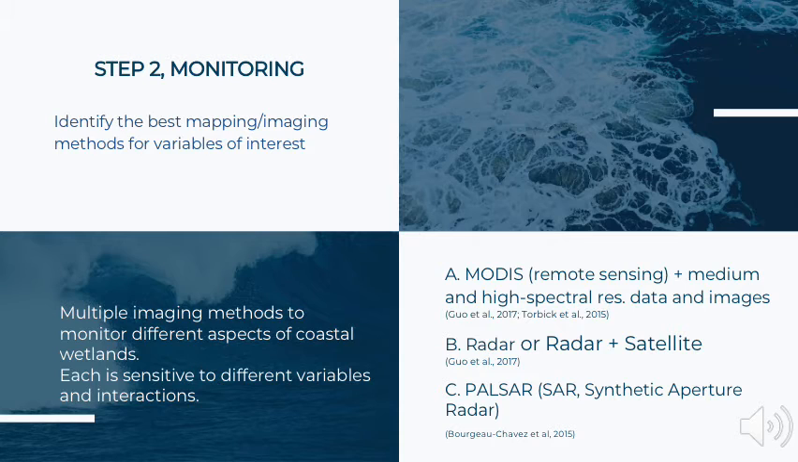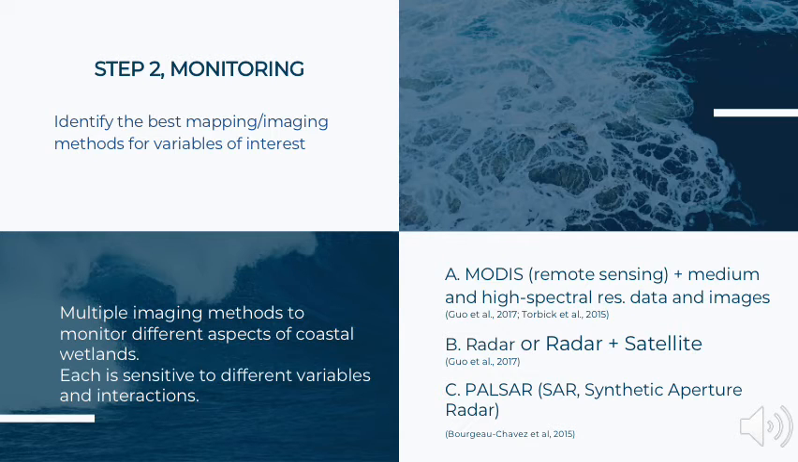Step 2 in our monitoring protocol is to identify the best mapping and imaging methods for the variables that we want to look at within our coastal wetlands, the variables that we want to see how they change. There are multiple imaging methods to use, and they're each sensitive to different variables and interactions within the coastal wetland system. A few of these examples include MODIS, which is remote sensing, usually plus medium and high spectral resolution data and images. And that's really best at imaging the shifts on temporal scales.